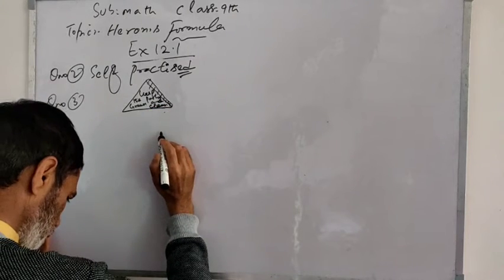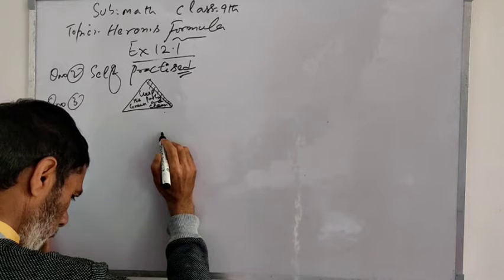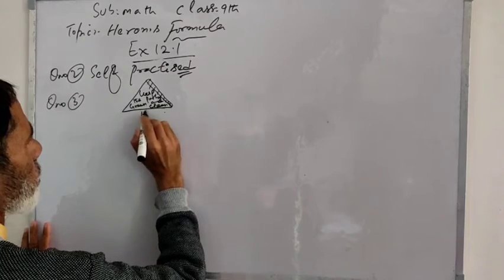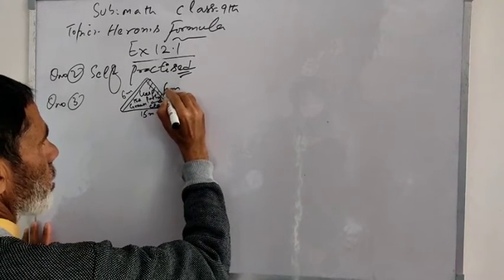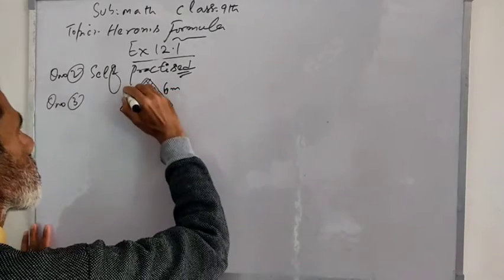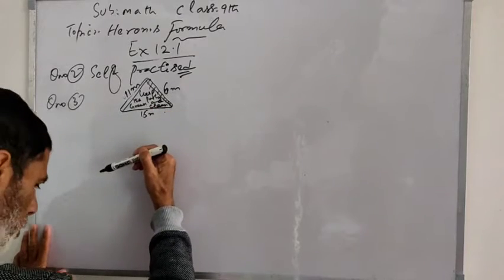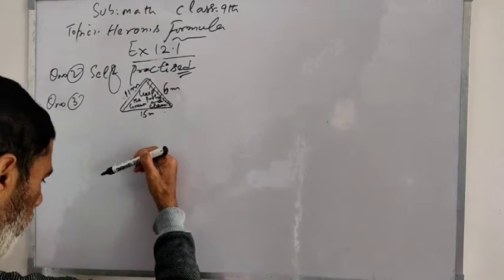If the sides of the wall are 15, 11 and 6 meters, find the area painted in color. This side is 15 and this is 6 meter. These walls are 15, 11 and 6 meters. We have to find the area.